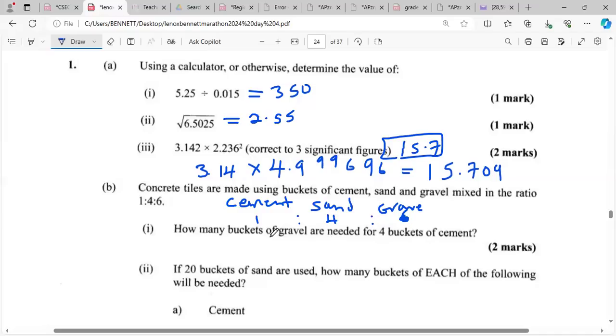So we have 4 buckets of cement, right? And how many gravel does it need? What did they do to get this? They times it by 4, right? 4 ones are 4. So we just times this by 4. It's proportional, guys. So we times this 6 by 4, and that's 24. Don't complicate it, guys. It's just like when you're doing prep.